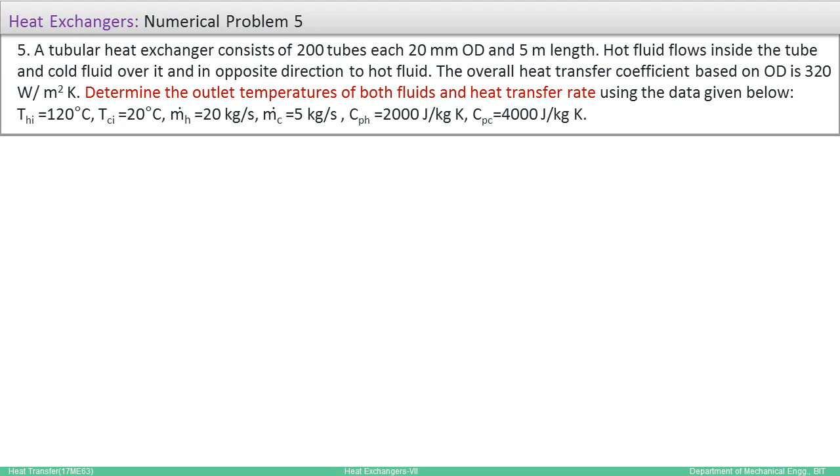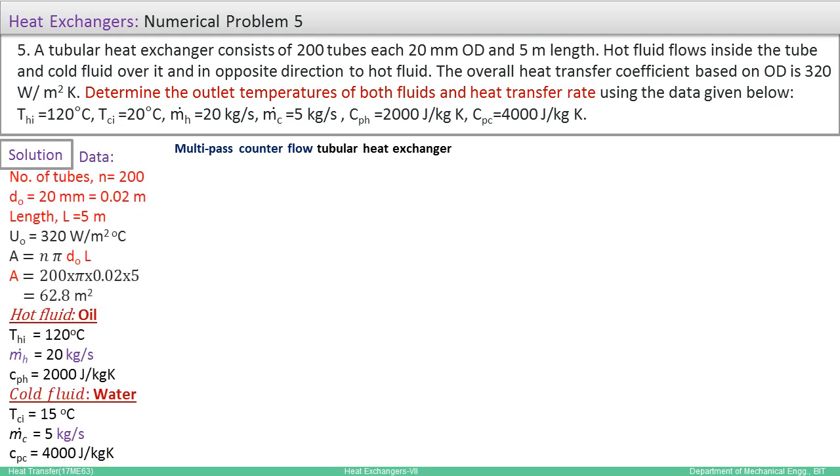T_hi is 120 degree Celsius, T_ci is 20 degree Celsius, m dot H is 20 kg per second, m dot C is 5 kg per second, C_ph is 2000 joule per kg Kelvin, C_pc is 4000 joule per kg Kelvin. So we have this data there.